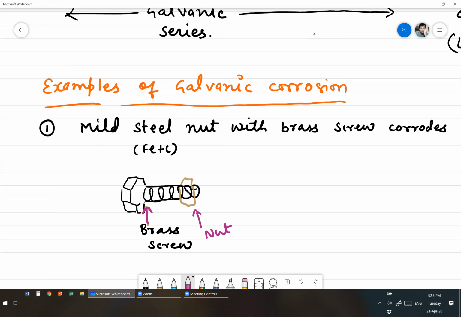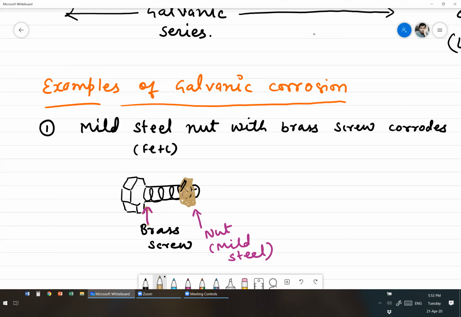Nut, and it is made of mild steel, and it gets corroded very fast because two dissimilar metals are in contact with each other. When these two dissimilar metals are exposed to the environment, when they come in contact with moisture or any other electrolytes, they form galvanic corrosion and undergo the corrosion process.